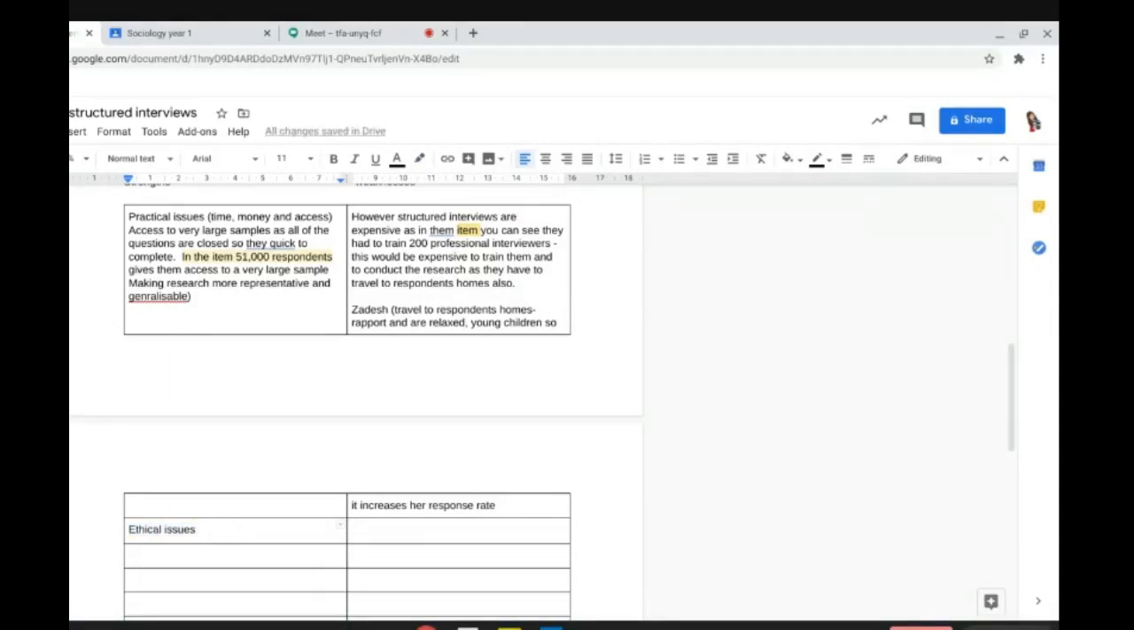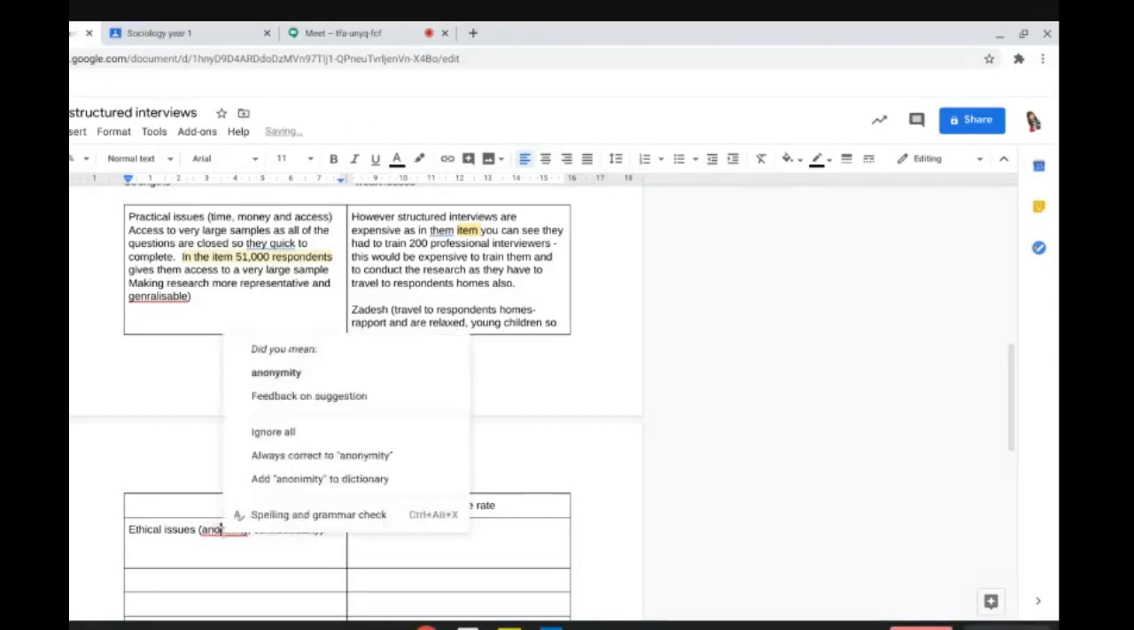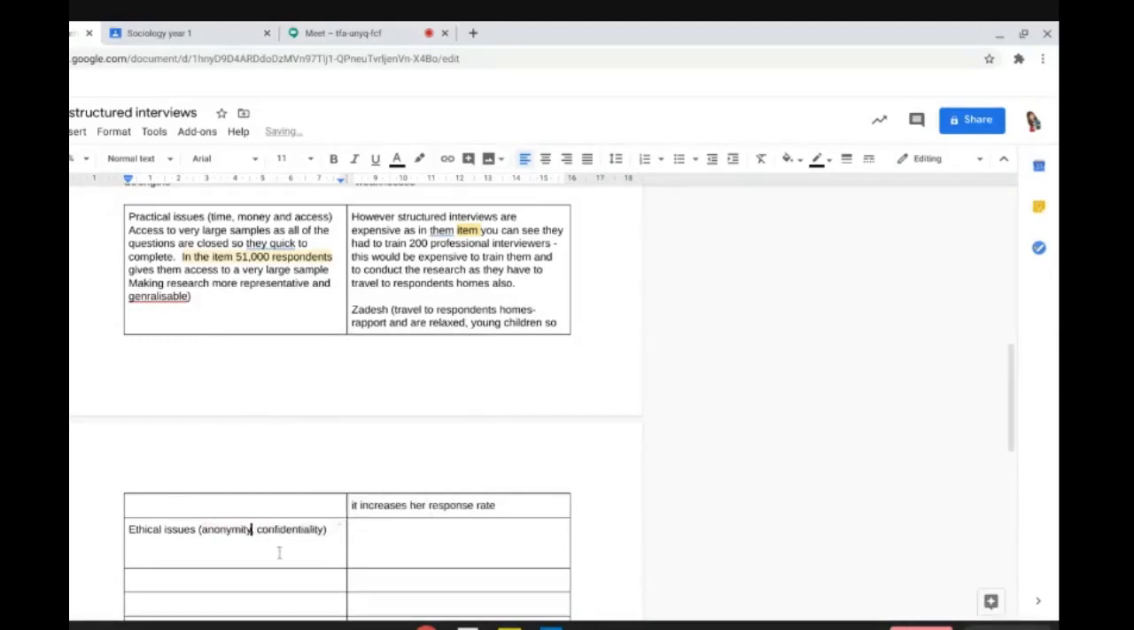So ethical issues always relates to things like anonymity, confidentiality, right to withdraw and things like that. So ethical issues: anonymity, confidentiality, right to withdraw.